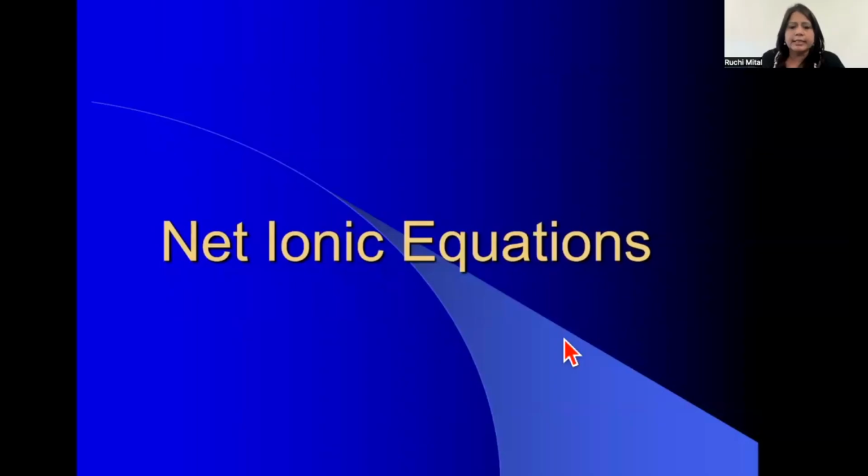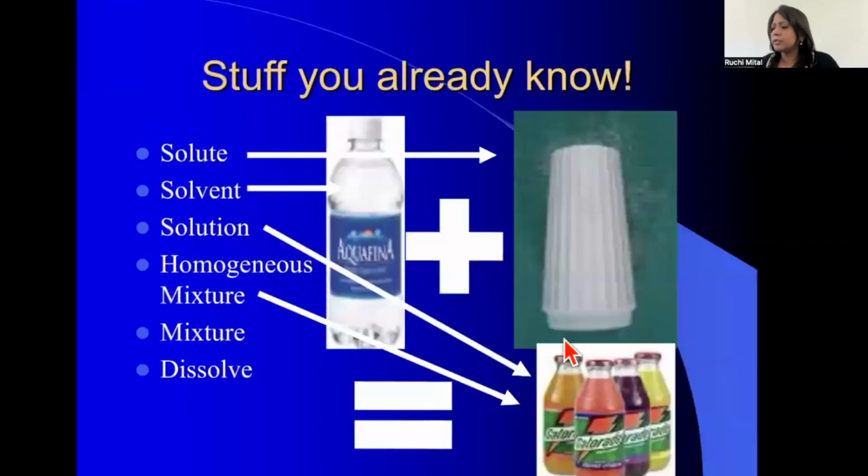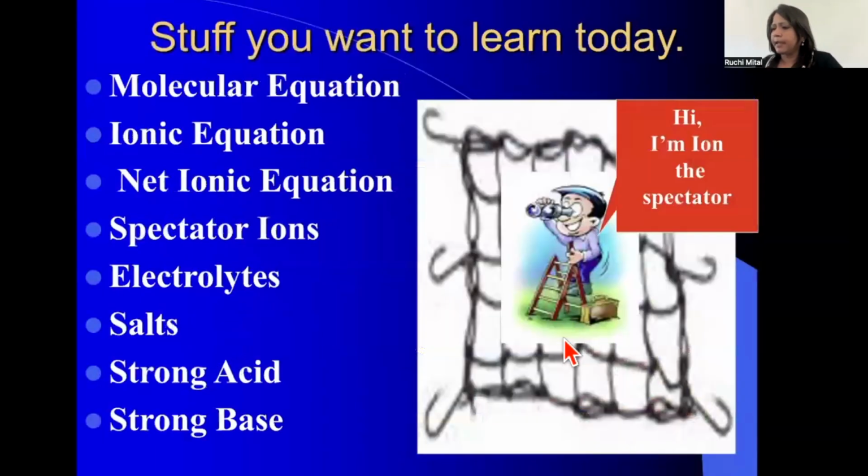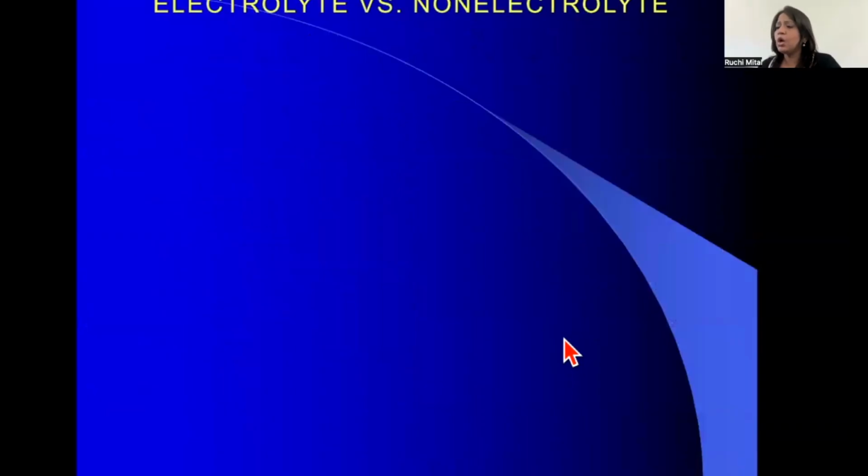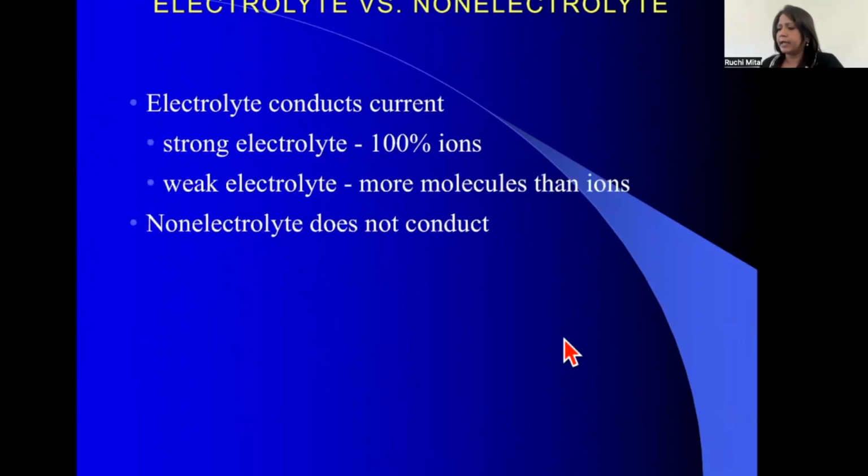All right, so let's dive into net ionic equations. These are some vocab words that I'm sure you are already familiar with. Now we are going to focus on understanding our net ionic equation, what the difference between a molecular, ionic, and a net ionic equation is, spectator ions, electrolytes, strong acid, and strong base. Electrolyte is a word used when something can ionize 100%. Something that does not form many ions is called a weak electrolyte. And something that does not dissociate at all is called a non-electrolyte, right?